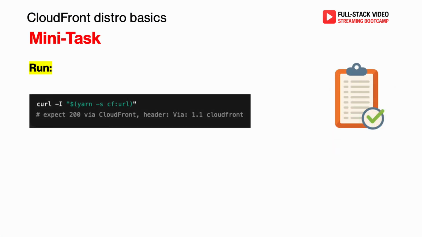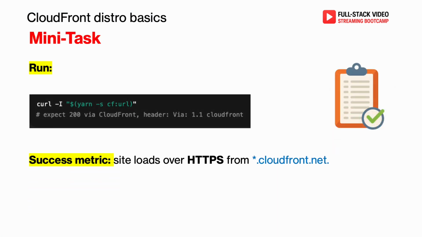I ran the curl check, got 200 OK and the Via 1.1 CloudFront header. Good. That confirms the request is being served from CloudFront's edge rather than straight from S3. And the browser loads it over HTTPS automatically. Sure. That means the distribution is active, the origin is wired, and caching is now in play.